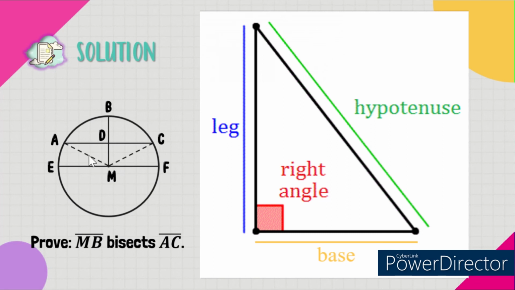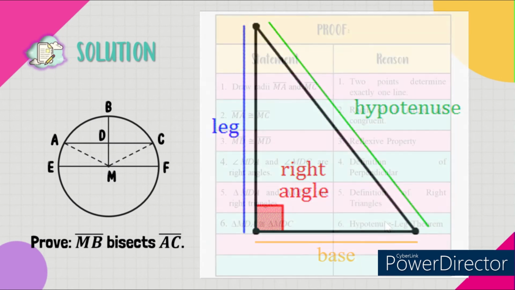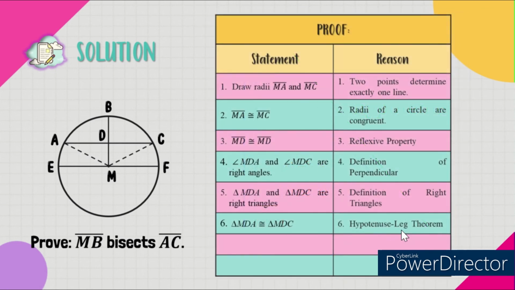Once again, the parts of our right triangle are the hypotenuse, the leg, and here, the base. So it is correct that we use the hypotenuse leg theorem because, as I explained earlier, the hypotenuse and the leg of these two triangles are congruent. Okay, number 7. Line segment AD is congruent to line segment CD.